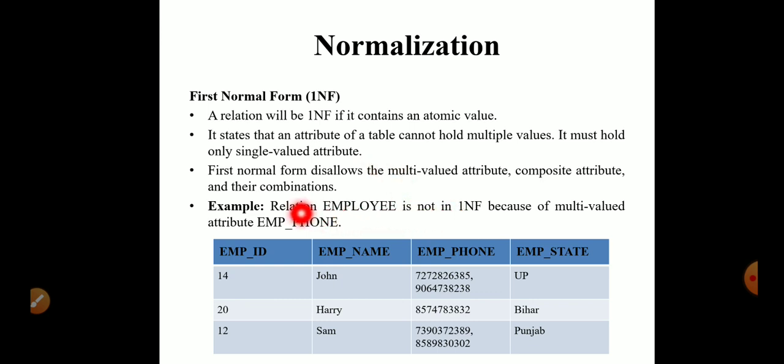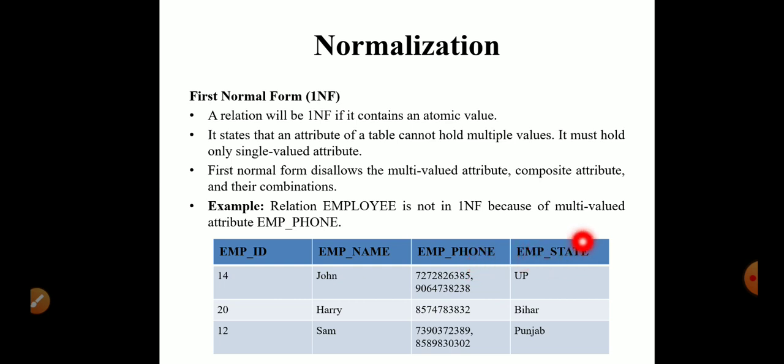For example, relation employee is not in 1NF because of the multi-valued attribute EMP phone. We'll take this employee table. It consists of attributes employee ID, employee name, employee phone, employee state. The employee phone attribute consists of two values. The employee ID 14, employee name John, has two phone numbers, which is not allowed in the 1NF rule.